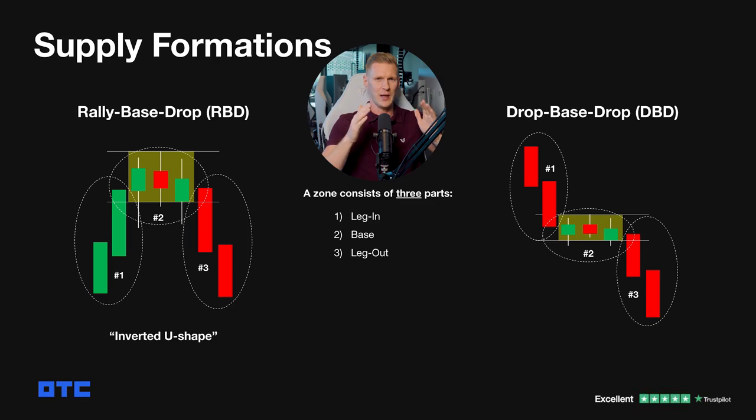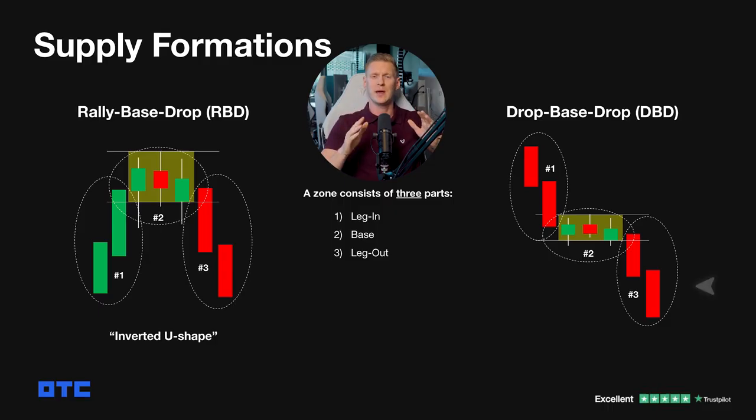Now let's apply the same structure to our 2 supply formations, the rally base drop and the drop base drop. In the rally base drop, which has an inverted U shape, you will see the rally as a leg in, the base as a middle segment, and the drop as a leg out. For the drop base drop, the initial drop serves as a leg in, the base remains the base, and the final drop is a leg out.